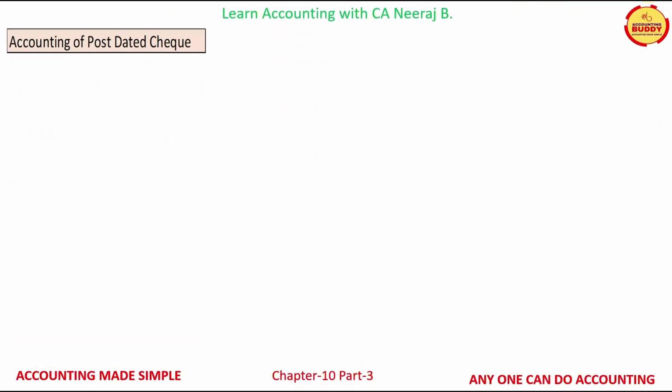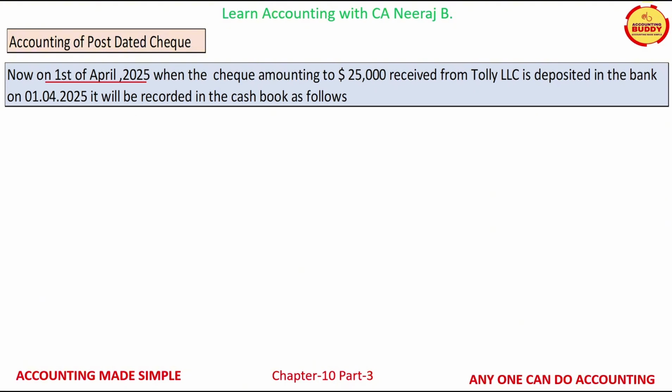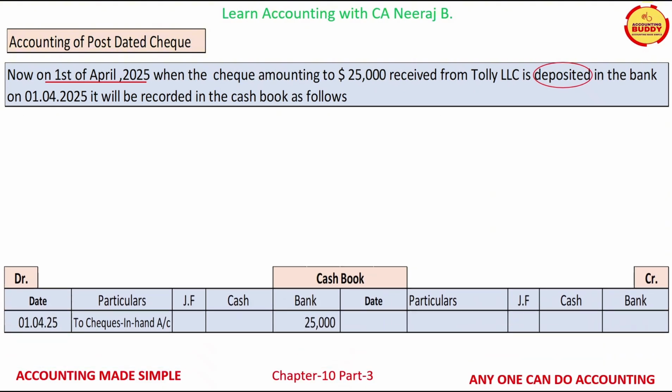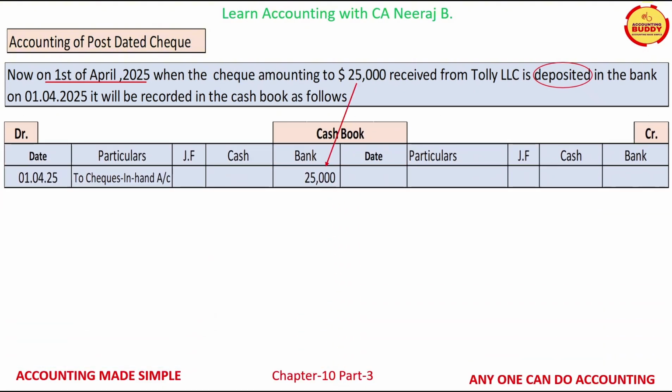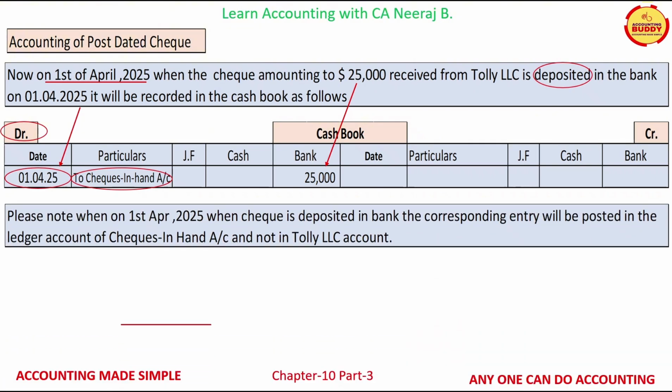In continuation to the previous slide, now on 1st April 25, when the check amounting to $25,000 received from Tully LLC is deposited in the bank, it will be recorded in the cash book as follows. The amount of $25,000 will be recorded on the left hand debit side of the cash book on 1st of April 25 by writing the words to checks in hand account. Please note, when on 1st of April 25 a check is deposited in the bank, the corresponding entry will be posted in the ledger account of checks in hand account and not in the Tully LLC account.